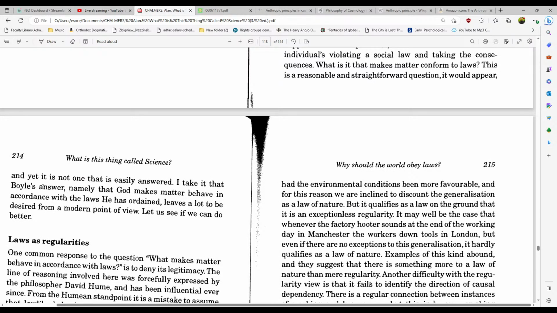So Boyle has something similar to what Hobbes had said as well. God makes matter behave in accordance with laws. He's ordained it. But just like A.J. Ayer, what does he say? That leaves a lot to be desired from a modern point of view. So let's just sweep it under the rug. And if you remember last class, we actually talked about this. I'm going to hold off on that question for a little bit because we're going to come right back to it. But ultimately, I think Boyle and Hobbes are right.